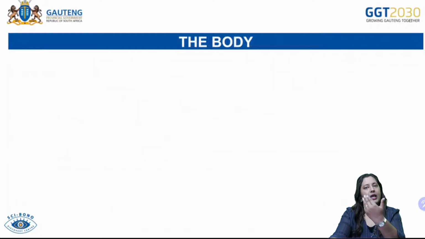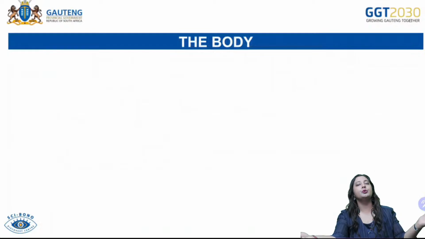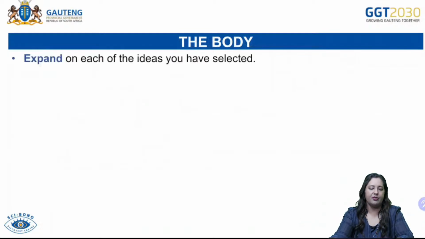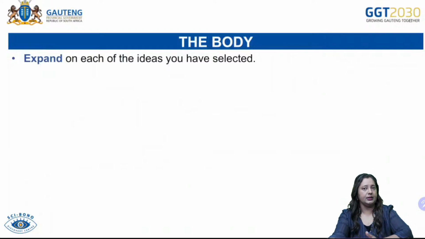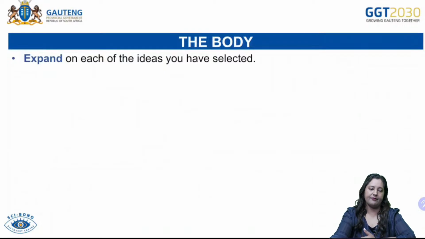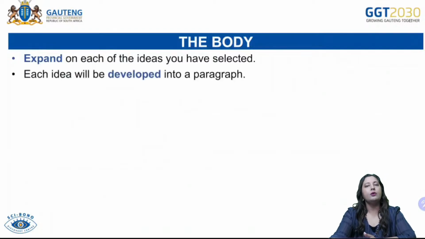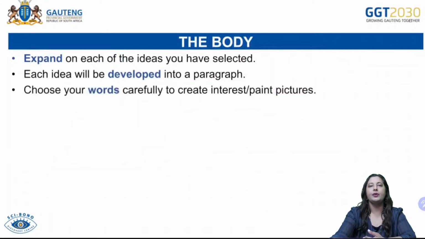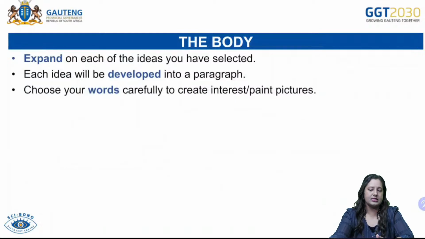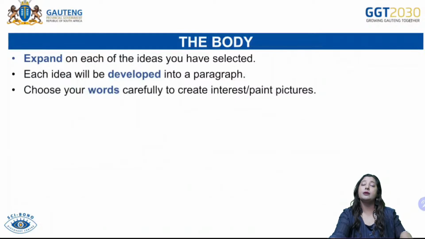All right. From there, you move to the body, and now we're going to put some meat onto the bones of the body. So here we expand on each of the ideas that I have selected. So in paragraph 2, I've got an idea. I expand on that idea in paragraph 2. Same thing in paragraph 3, paragraph 4, paragraph 5. Okay, so expand on them. Now, once you've got that, you have developed a nice, fully fledged paragraph. Choosing the words here is very important, as I mentioned to you, because this is where you're going to paint my interest.